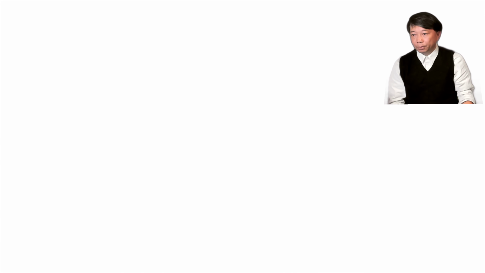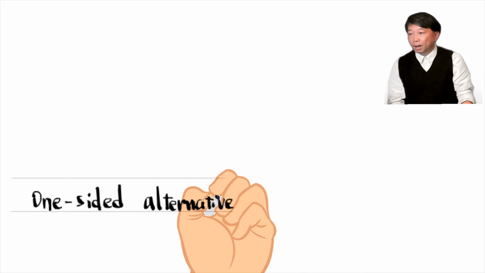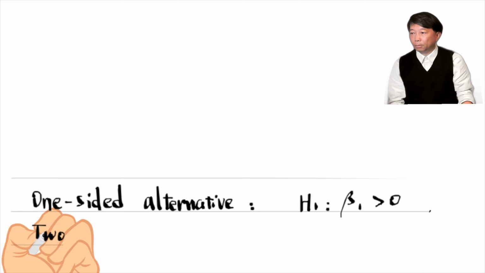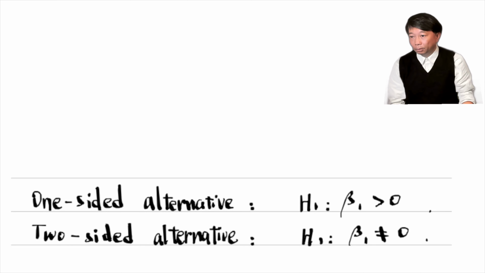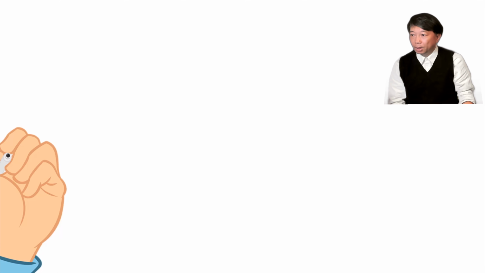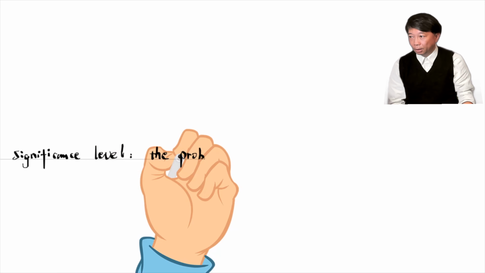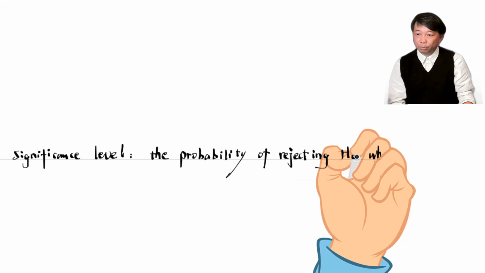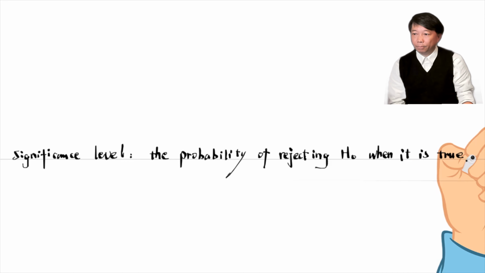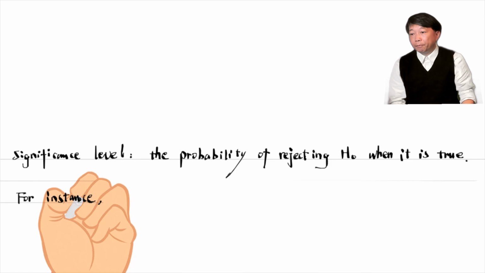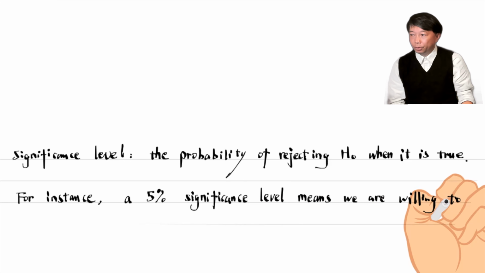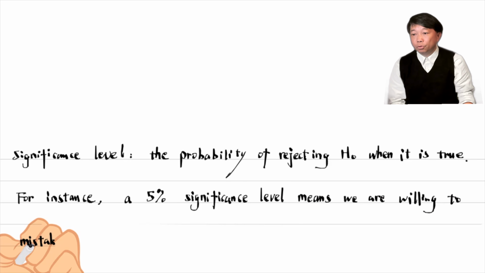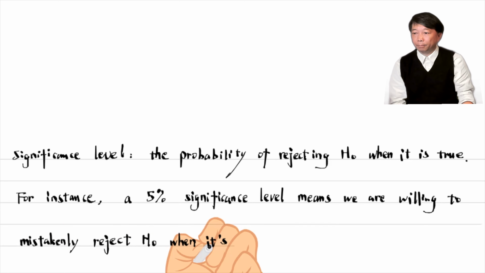The alternative hypothesis in our example is a one-sided alternative. A two-sided alternative hypothesis would be that beta 1 does not equal zero. The significance level is the probability of rejecting the null hypothesis when it is true. For instance, a 5% significance level means we are willing to mistakenly reject the null hypothesis when it is true 5% of the time.